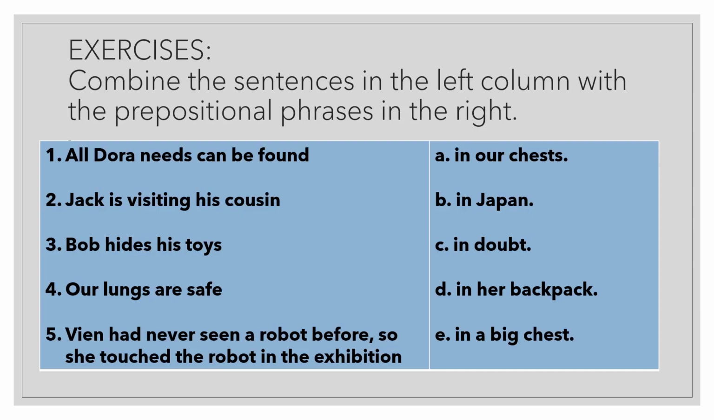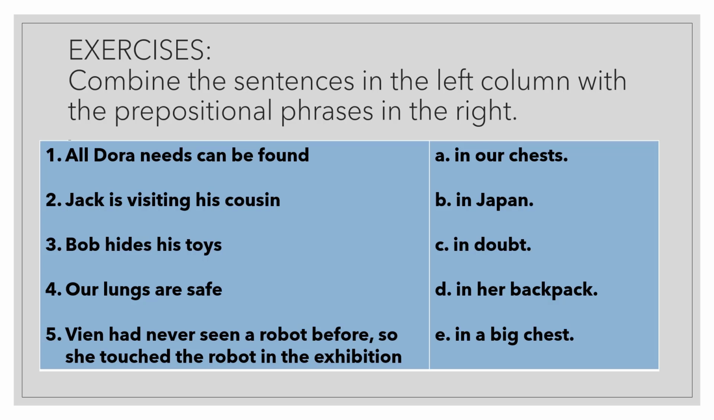Now, let's continue with some exercises. Combine the sentences in the left column with the prepositional phrases in the right. Number 1, all Dora needs can be found. 2, Jack is visiting his cousin. 3, Bob hides his toys. 4, our lungs are safe.